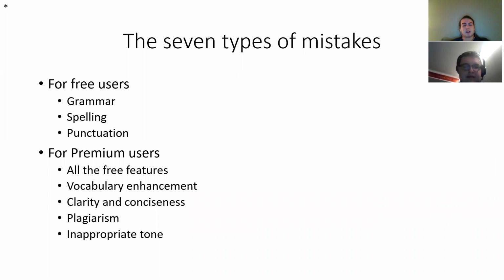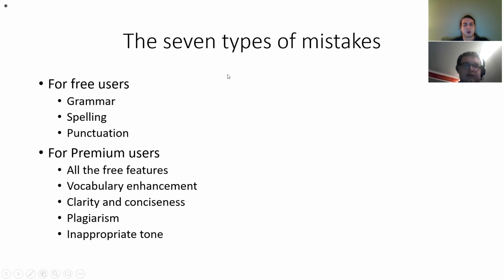All right, so as Bogdan said, there are seven types of mistakes. First of all, there's grammar. So if you use the wrong word in a sentence, Grammarly will notify you. Spelling, so if a word is not written correctly, Grammarly will also tell you. And punctuation, so if you forgot your punctuation mark or put the wrong one, Grammarly will tell you that the wrong one was used or that you forgot it.